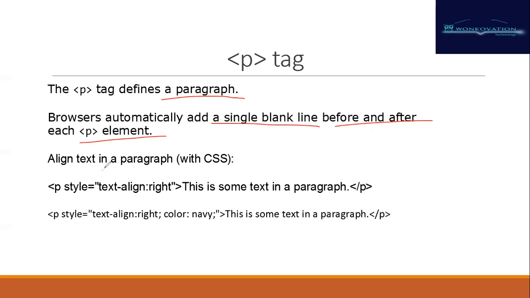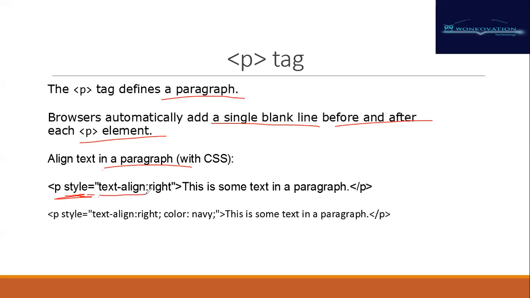Now, alignment has a CSS property that aligns the text. How can we use it? We use style equals to, in inverted commas, and we write the CSS. This is inline CSS, written in the opening of a tag. So we write style equals to, then in inverted commas, text-align.